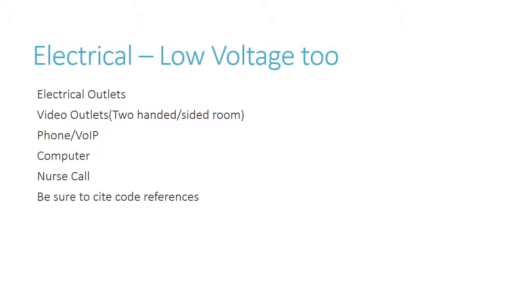again, two-handed sided room. Again, lots of times what you have with some doctors is that they like to be on one side or the other side of the room, based on the position of the bed or their left or right-handedness. So you have to have video outputs on both sides of the room to accommodate that. Phone, which is going to include voice over IP, computer, nurse call, and be sure to cite code references.